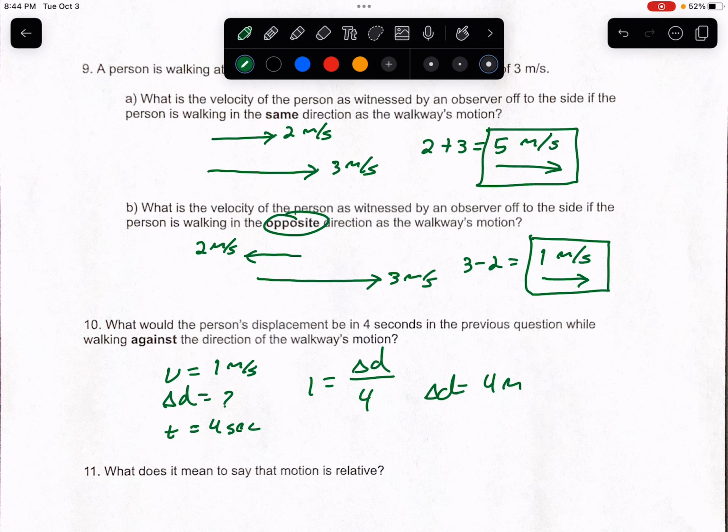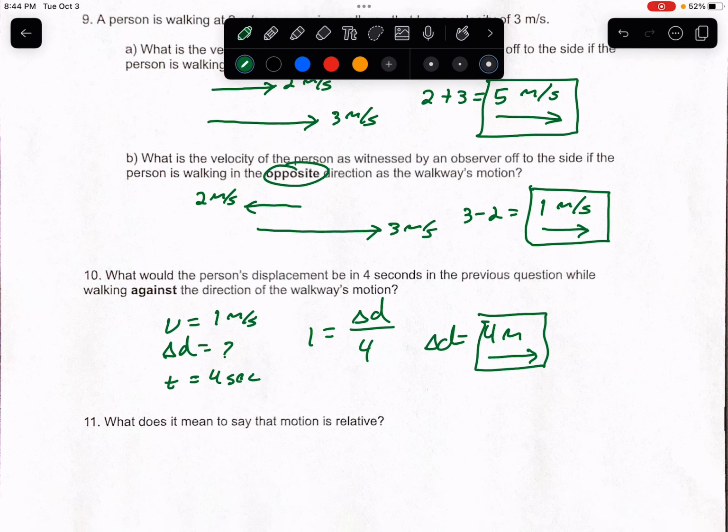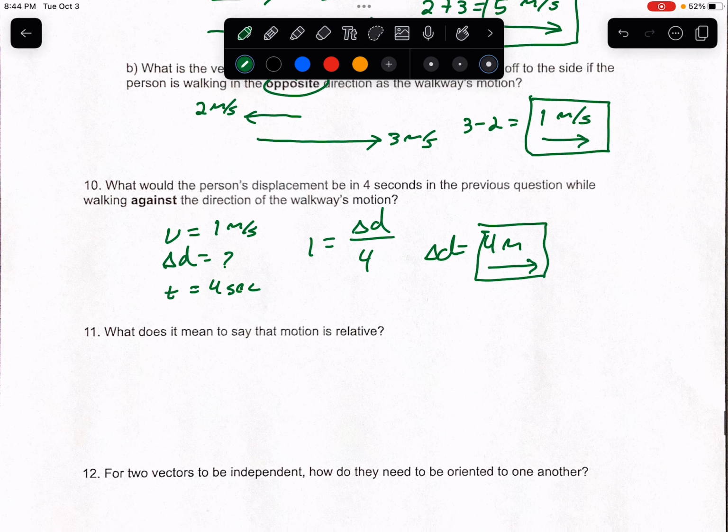Now, that's still going to be 4 meters to the right, because that is the way their velocity is going. You could have said east if you wanted to. You could have said west. Either way, it doesn't matter. Number 11, what does it mean to say that motion is relative?